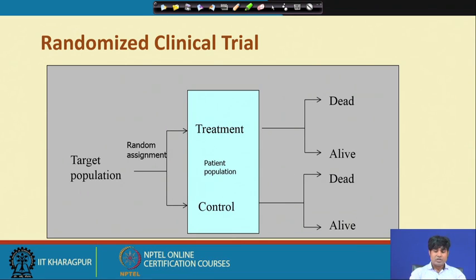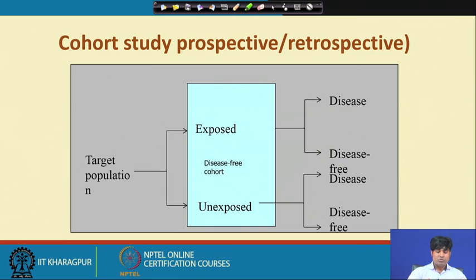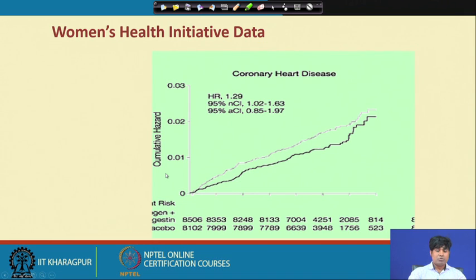Again, treatment and control, so died, the division will be dead and alive, and again dead and alive. So that's how yes/no type situations arise. Again the two divisions will be exposed and unexposed, and again disease and disease free. In case of unexposed, again disease and disease free. So this is the kind of case, and we are bringing such an environment here.